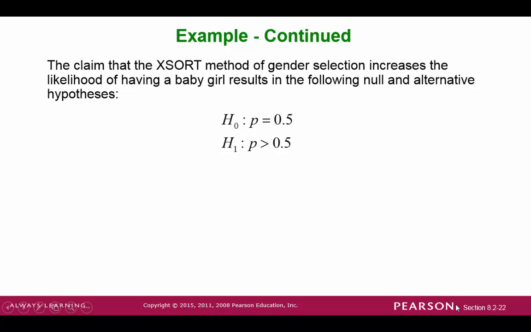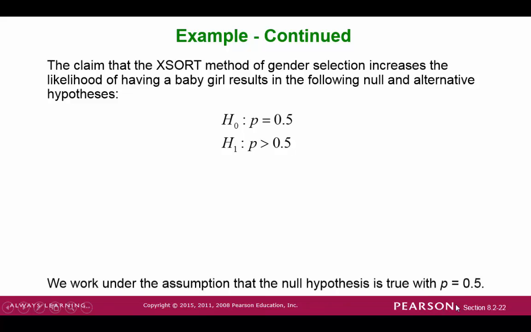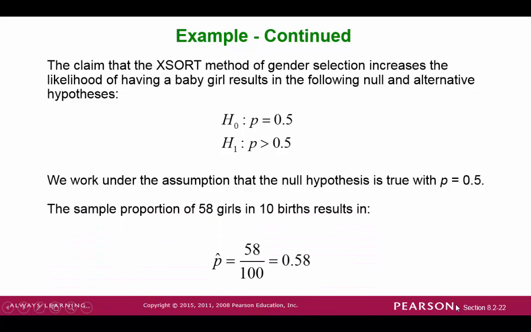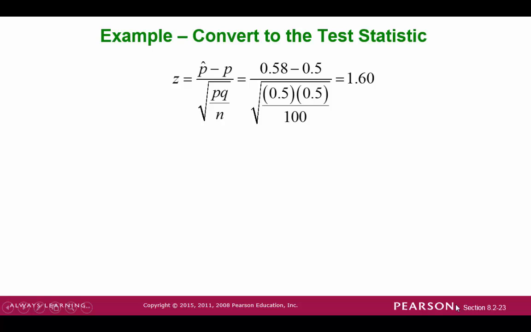So here are our null and alternative hypotheses. We're going to work under the assumption that the proportion P is equal to 0.5. Our P hat, this is our proportion for the sample that we have, is that 58 out of 100 were girls. So P hat is going to be 0.58. Our test statistic formula will yield a 1.6.